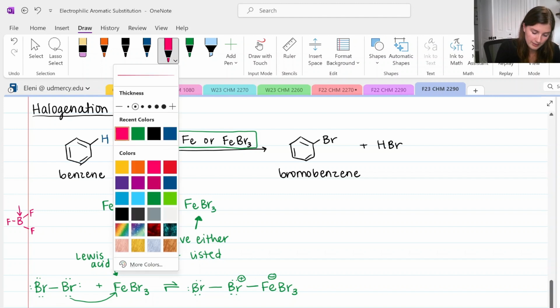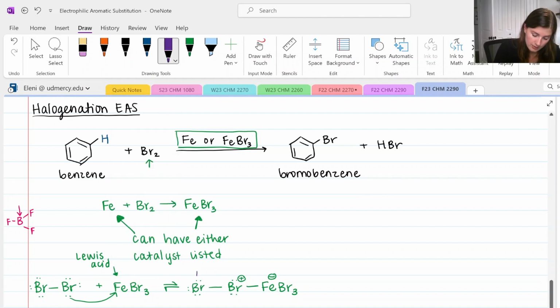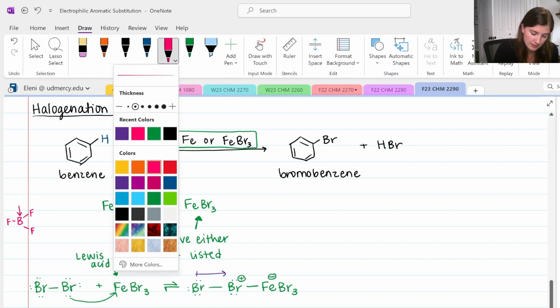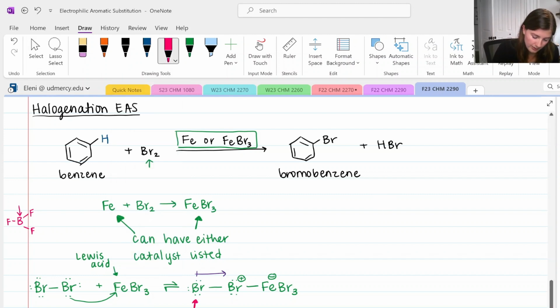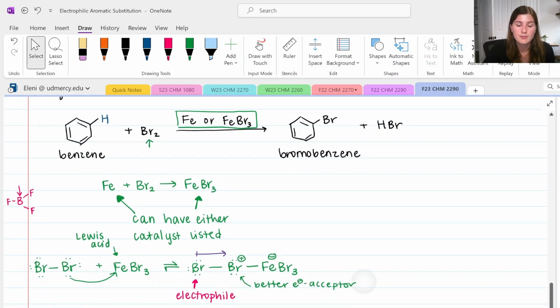So the positively charged bromine is pulling electron density away from the bromine at the end. The electrons shared in the bond are going to be closer to that positively charged bromine because it is lacking electrons. And so that makes this bromine now electrophilic. This is going to be our electrophile. This bromine here is now a better electron acceptor. Here we go. So when this large bromine molecule reacts with a benzene ring, you'll see that the positively charged bromine accepts electrons, and that's favorable since it's positively charged.